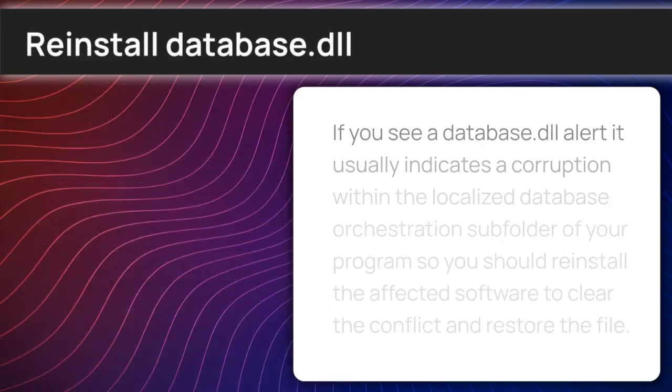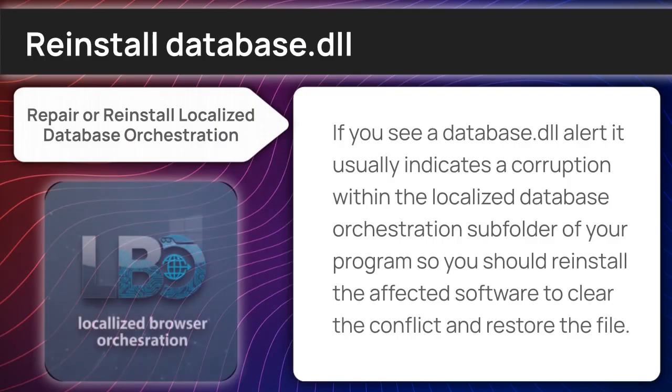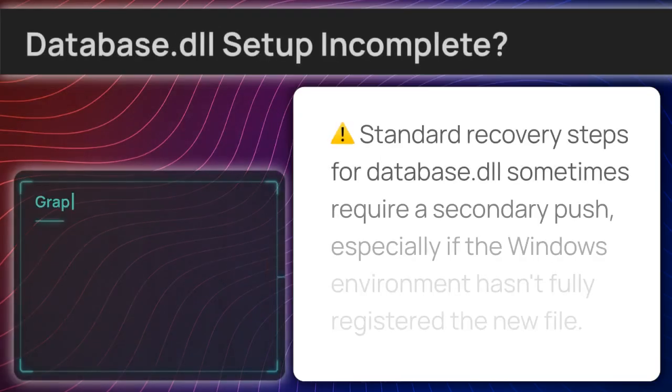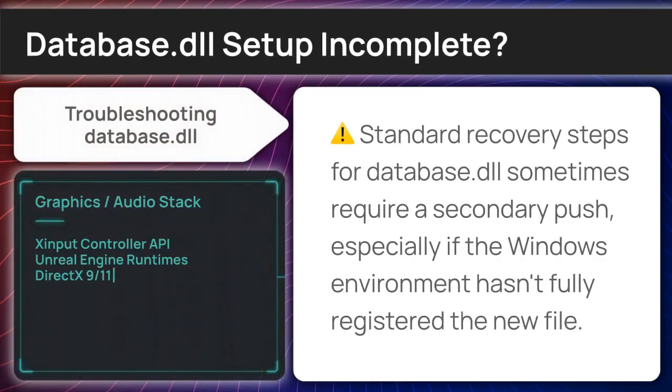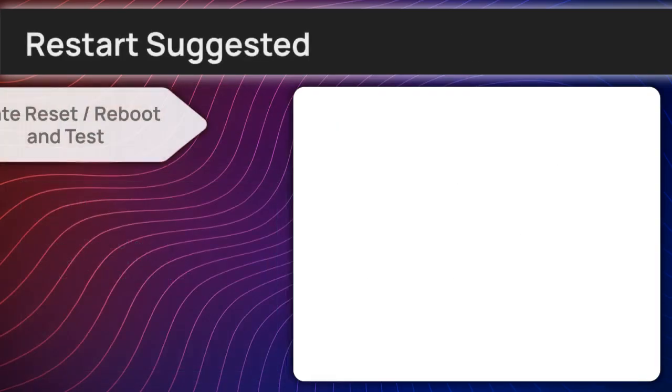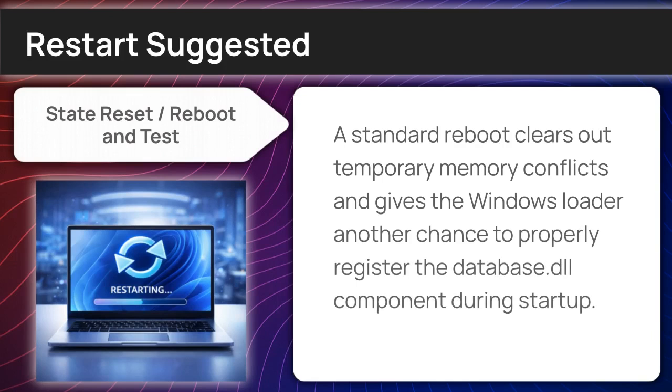If you see a Database Library DLL alert, it usually indicates a corruption within the Localized database orchestration subfolder of your program, so you should reinstall the affected software to clear the conflict and restore the file. If you are still encountering the error after following the official setup, it's time to investigate the underlying system architecture. A simple restart can resolve file-in-use errors that mimic a missing database library message. It's a low-effort step that ensures your operating system starts with a clean execution stack.